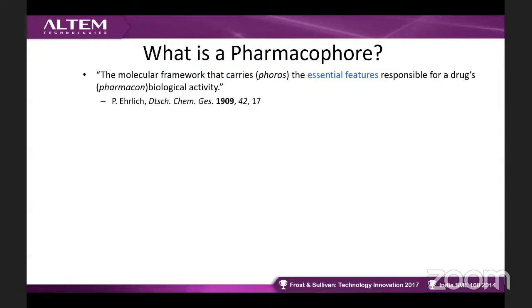Now, moving on to the third approach. It's our actual approach. What is a pharmacophore? What is a pharmacophore going to do essentially in a biological activity? What is its role actually?